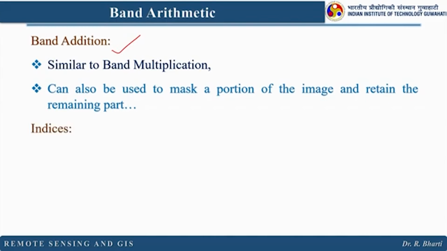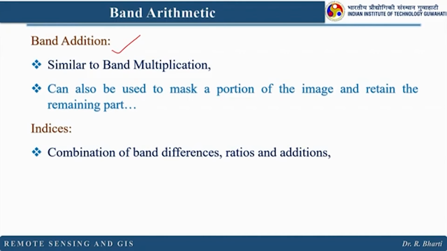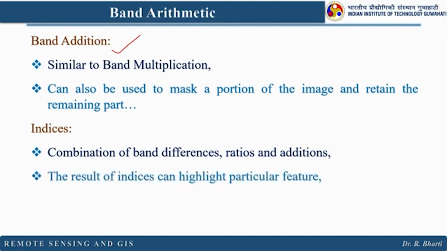Then there is a new term called indices, right? This is actually the combination of band difference, ratio and addition. Now individually we have seen band ratio, band addition, band subtraction, band difference, then band multiplication. What is their advantage? But can we use the combination of all of them? Yes. How can we do it?